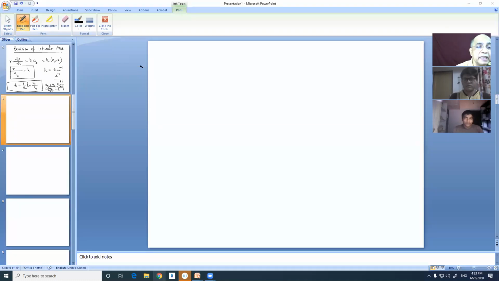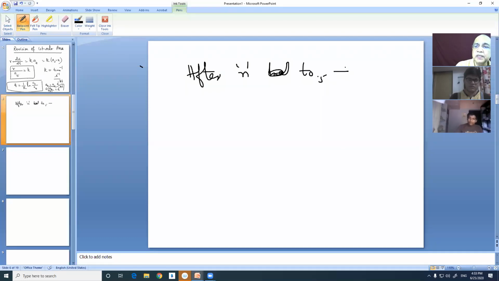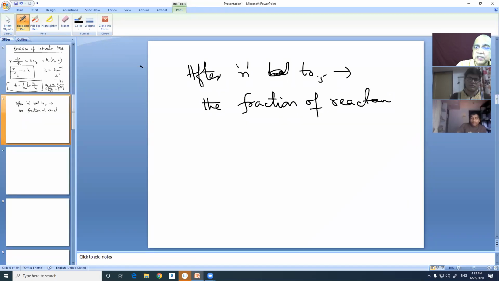Miss K. Yes, sir. So the fraction remaining will be half to the power 8. Precisely. After n half-life periods, write down n t.5, the fraction of reactant remaining is equal to half to the power n.